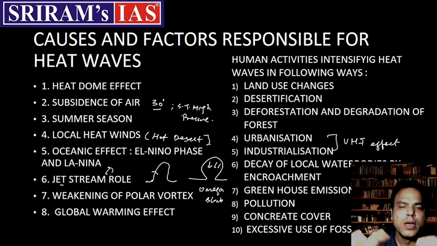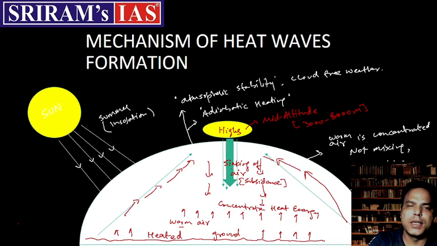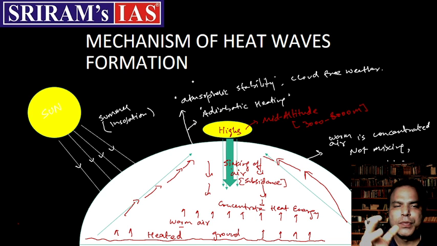Pollution is more, and concrete cover is also more, and the use of fossil fuel is more. And because of that, urban heat island becomes more and more active. So now let's see the details here. I'm combining all natural as well as human factors that produce and maintain what are called heat waves.